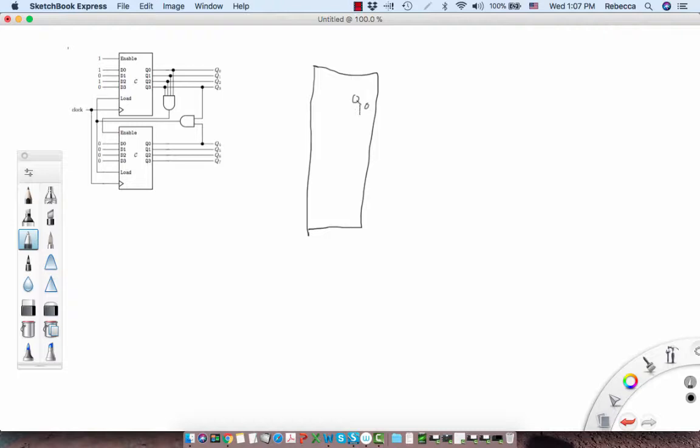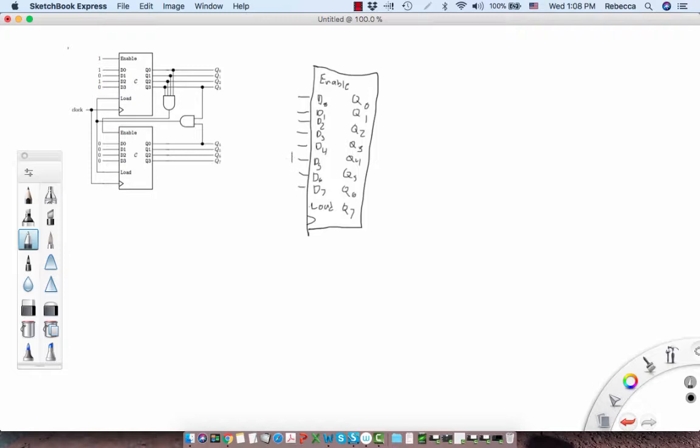So we'll have outputs Q0, Q1, Q2, Q3, Q4, Q5, Q6, Q7, inputs D0, D1, D2, D3, D4, D5, D6, D7. We'll have a load, and we'll have the clock, and we'll have an enable. So we can draw the two 4-bit counters connected together as this one 8-bit counter.